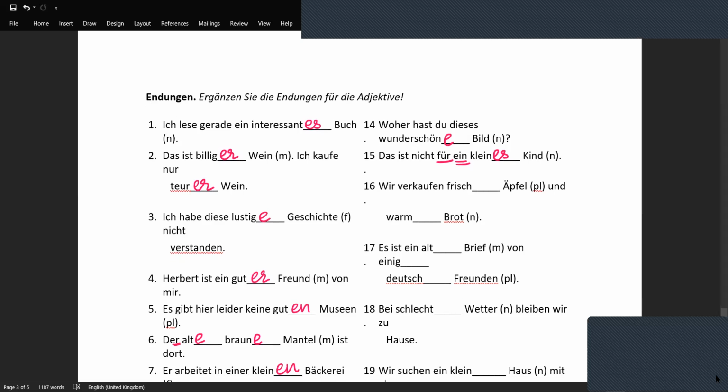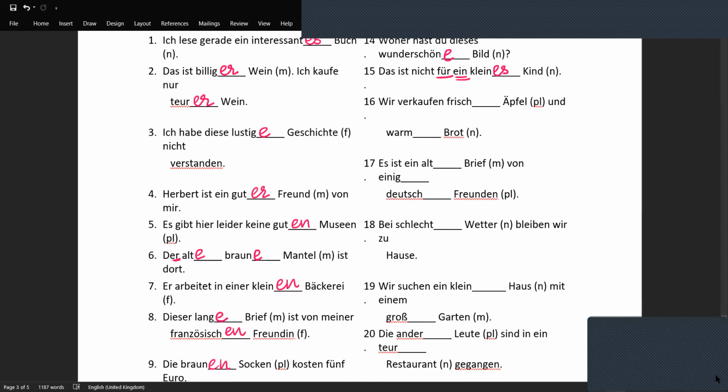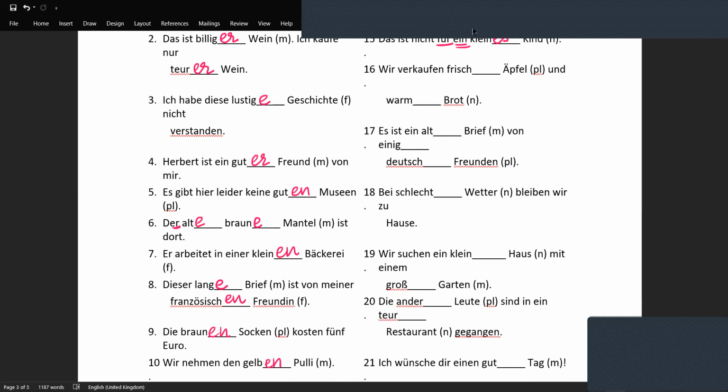Coffee, fresh. Frischen. No article, so it will be just an e. Frische Äpfel. Und warmes Brot. Brot is neutral. Warmes Brot. Okay.